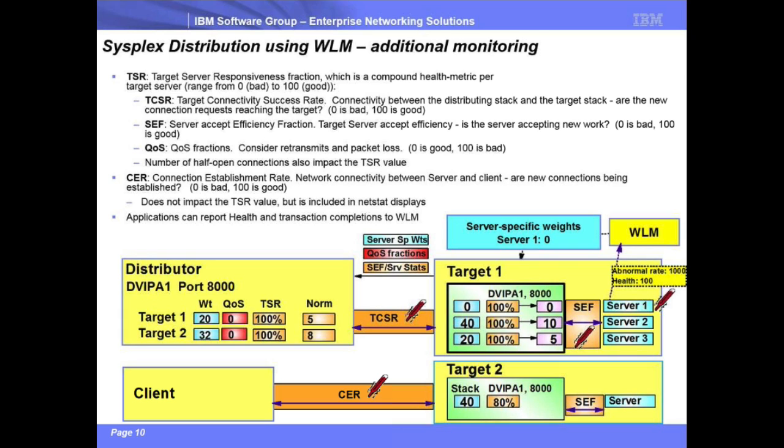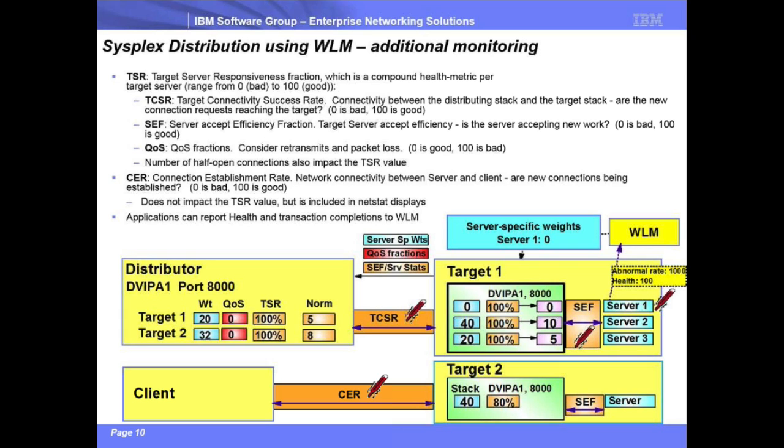Another factor making up the target server responsiveness fraction is the server efficiency fraction. And this is a measure of how well the server itself is performing. As new connections are being established to target 1, is the server accepting that new work, or is the server not keeping up with the new work? Is the backlog queue of existing connections starting to accumulate? In addition, if the policy agent is used, we can also keep track of quality of service. And so this keeps track of retransmits and packet losses between a server application and the client.